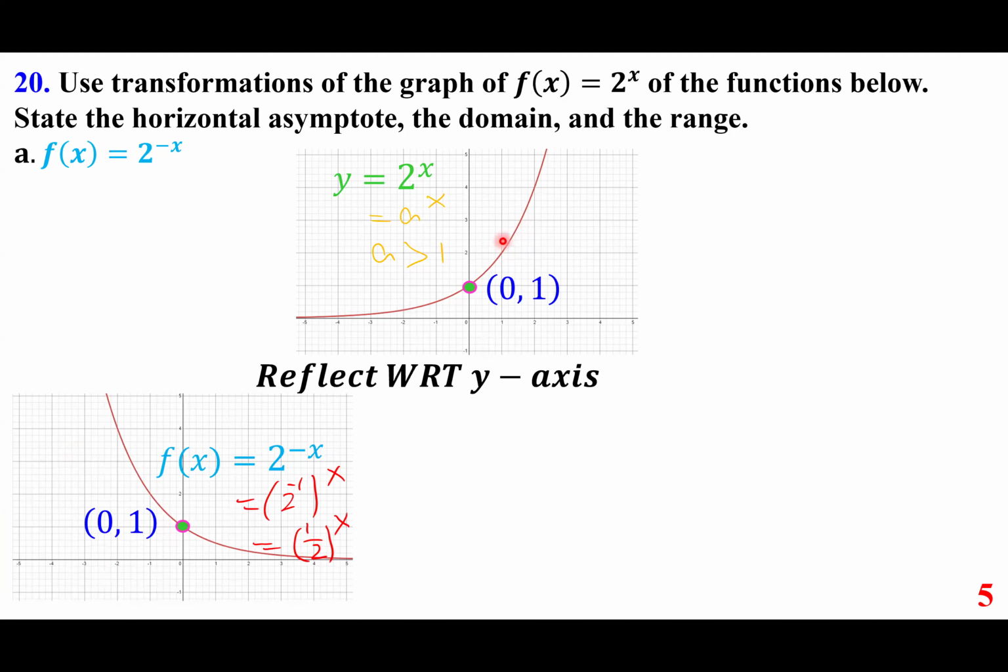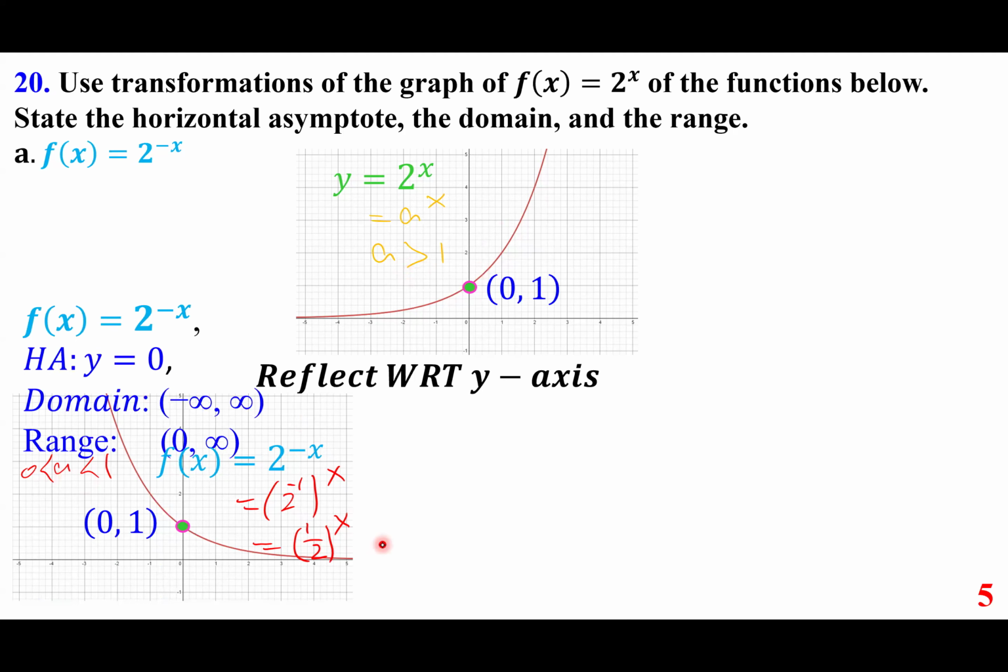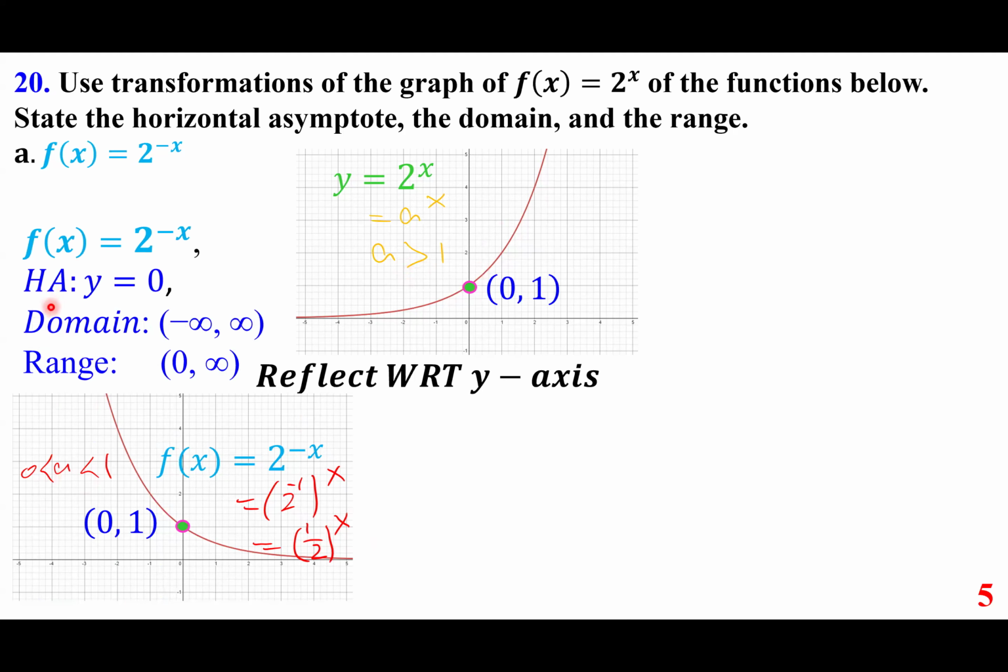So this one, a is positive. This one, a is between 0 and 1. So a must be positive in all cases. a can't be 1. In this case, a is any number larger than 1. In this case, between 0 and 1, for example, 1/2. So 2^(-x) is the same as (1/2)^x. So what do we notice? Horizontal asymptote for this one was the x-axis, the same thing here. And the equation of the x-axis is y = 0.